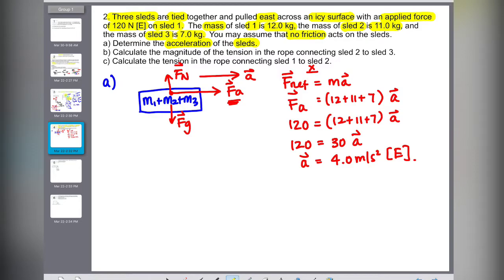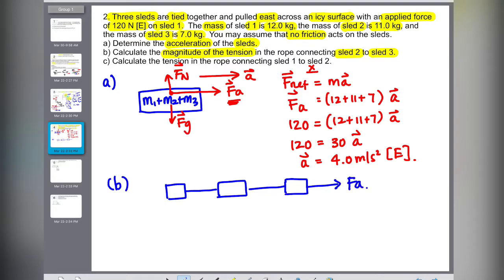Part B, calculate the magnitude of the force of tension in the rope connecting sled 2 and 3. So that means this time I'm going to have to draw free body diagrams separately for each of the sleds. Okay, so the sleds are connected like that. And because the forces are going to the right, I am going to call this sled 1, sled 2, and sled 3.